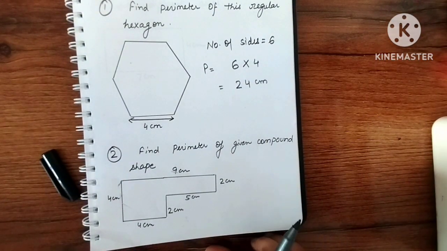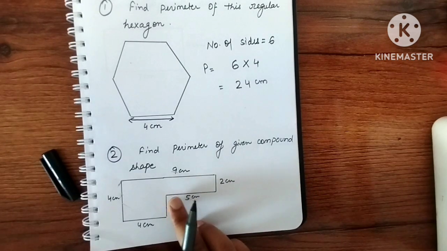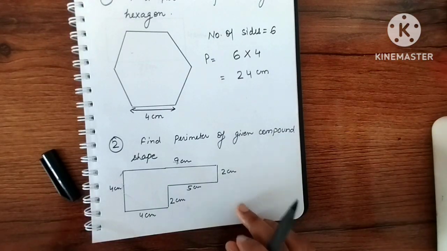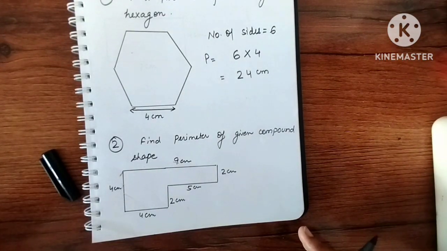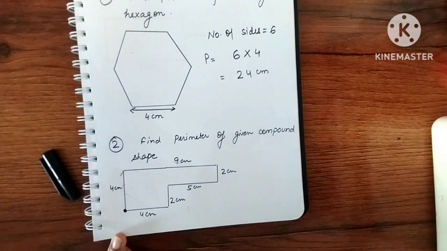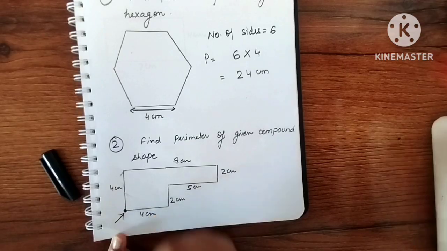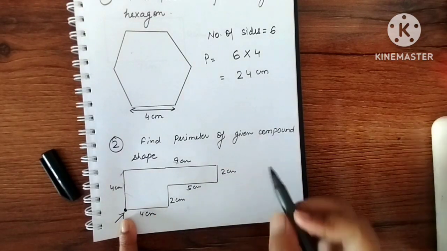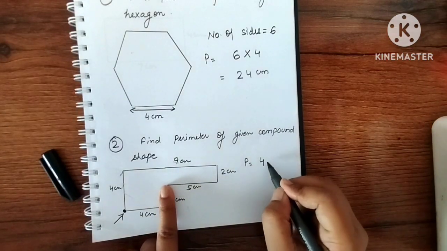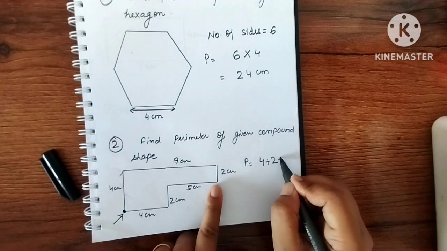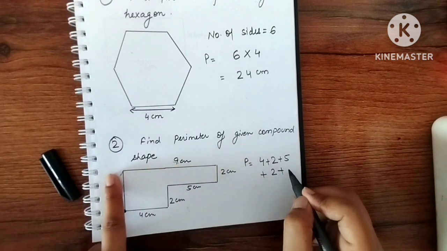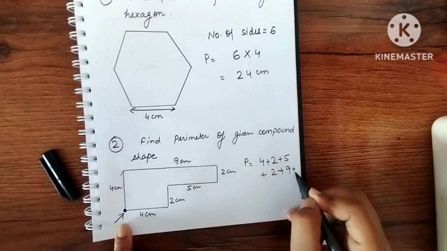Now the second question. Find perimeter of given compound shape. So you need to find the perimeter of this shape. How can we start the perimeter? Think. Always choose one point. So I am choosing this point. Okay. So I am starting from this point. First move in this direction. So P is equal to 4 plus 2 plus 5 plus 2 plus 9 plus 4.